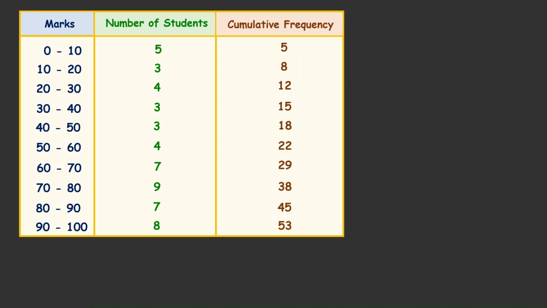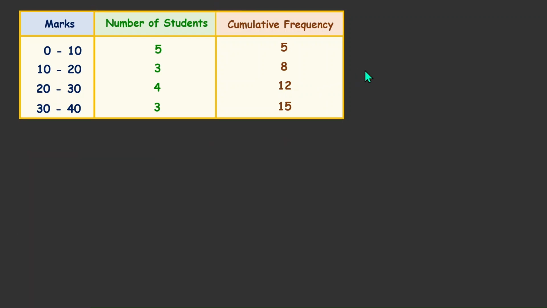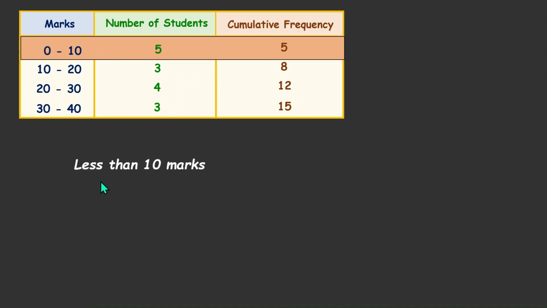Now, let's take some snippet of it and first understand what a cumulative frequency graph is. So let's take a snippet of it and let's talk about this data only. So when we say cumulative frequency, what do we mean by it? Let's take the first row as example. So when we are saying that 0 to 10, number of students are 5 and the cumulative frequency is 5, what we are saying is that the number of students who have got less than 10 marks is 5 students.